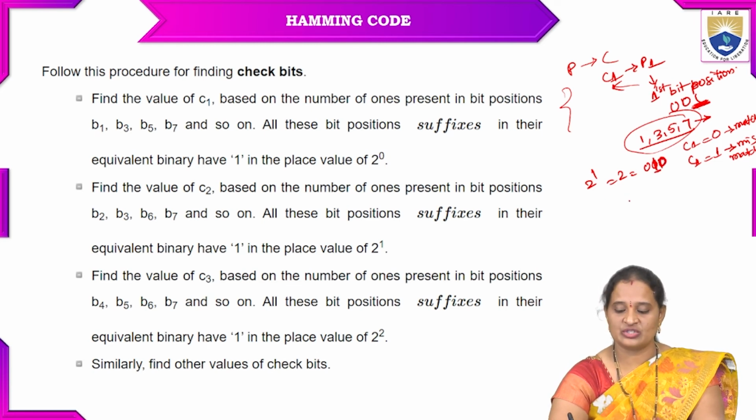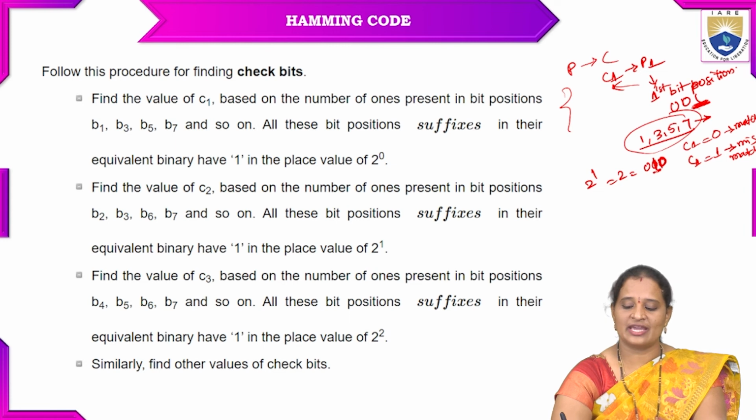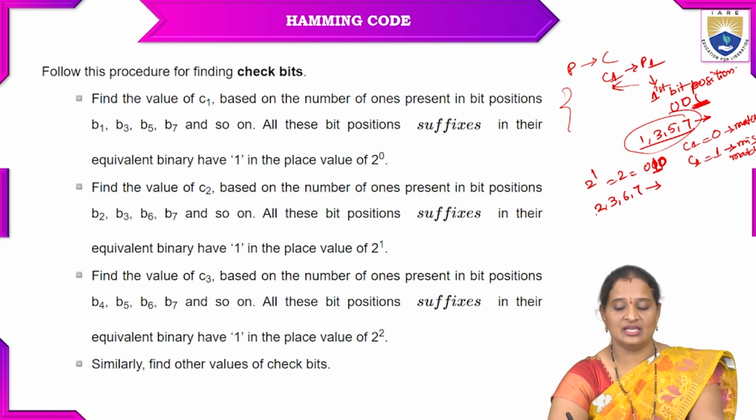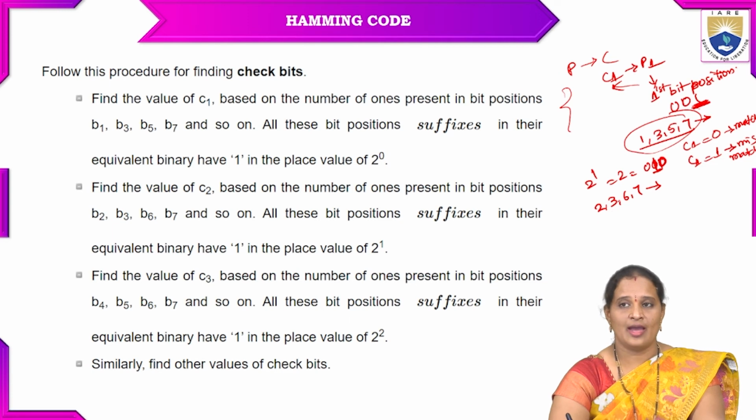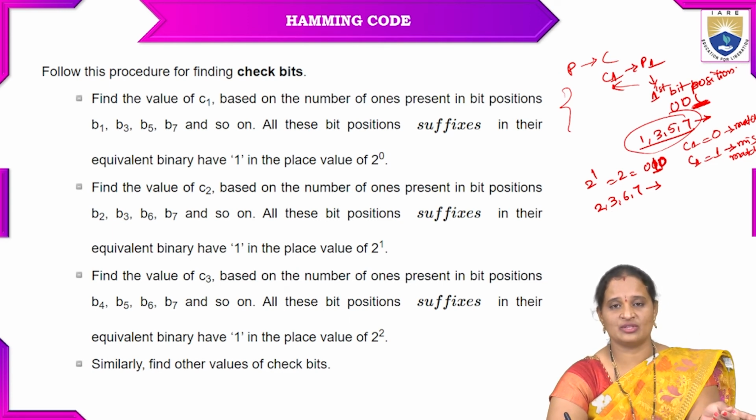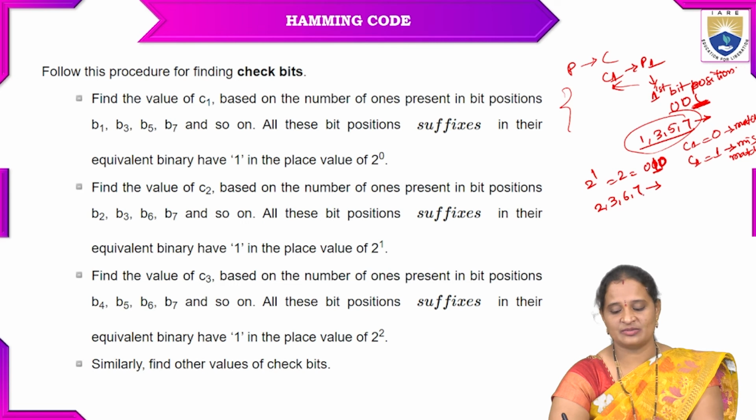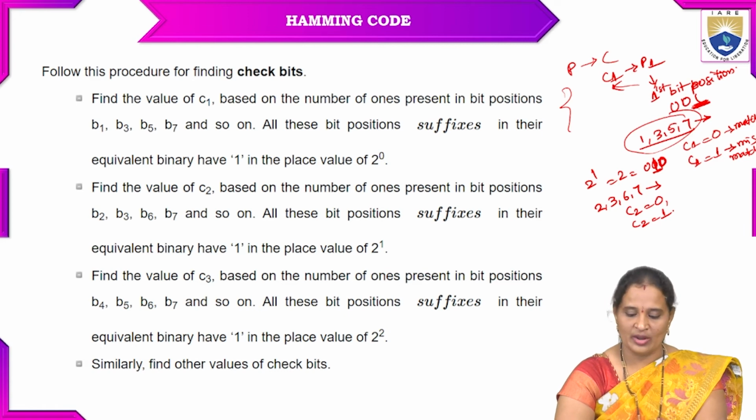So we have the positions which have its second bit as 1, that is 2, 3, 6, 7. So check these bit positions. If these bit positions have a number of ones matching the parity at the transmitter side, then C2 will be considered as 0. If it is not matched, then C2 will be considered as 1.